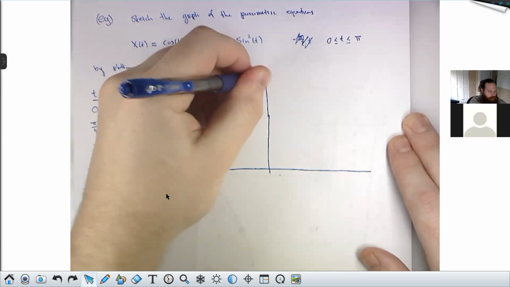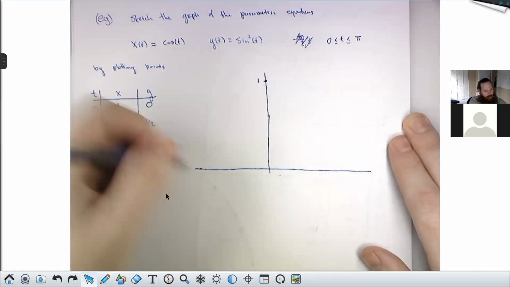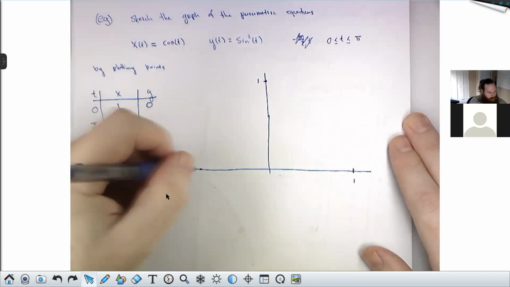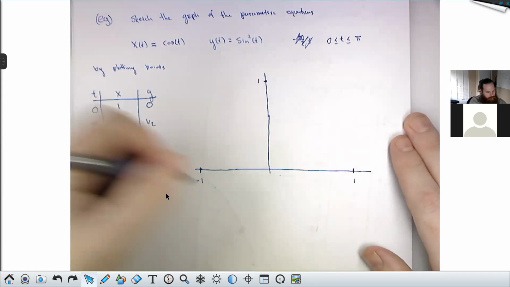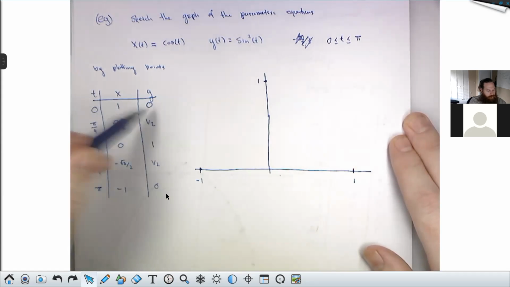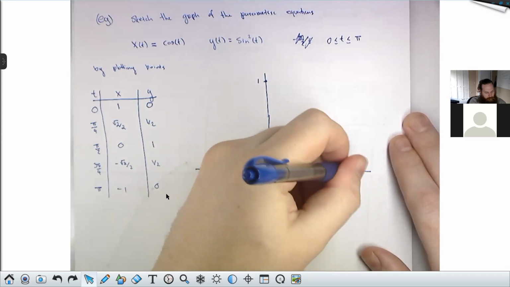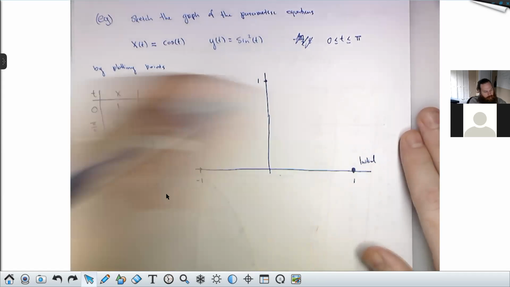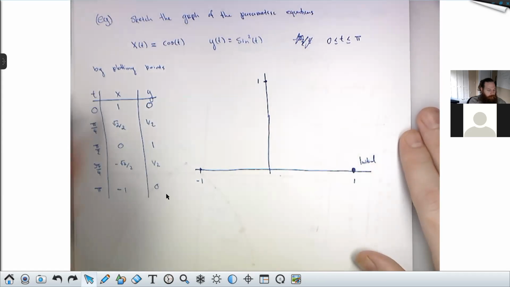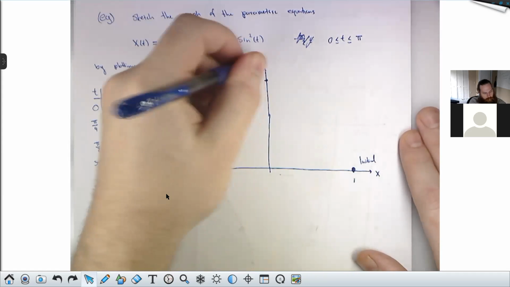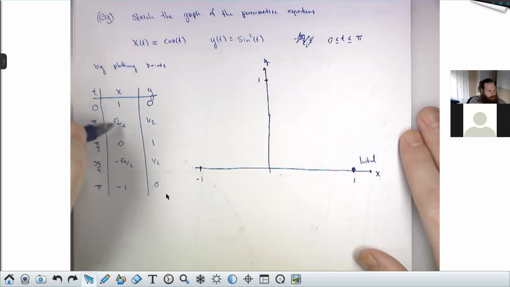Maybe I'll mark this as 1, 1, and negative 1. At time t equals 0, I'm at the point 1, 0. So we're starting over here. This is my initial point. At time t equals pi over 4, I'm at the point root 2 over 2, 1/2.